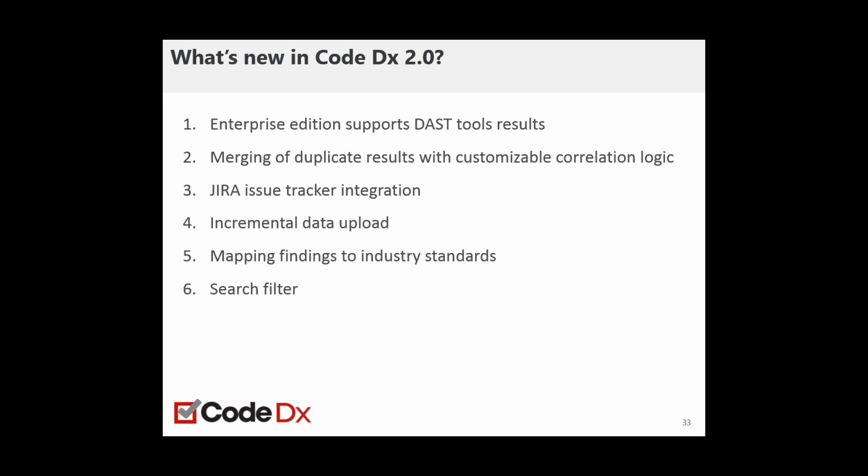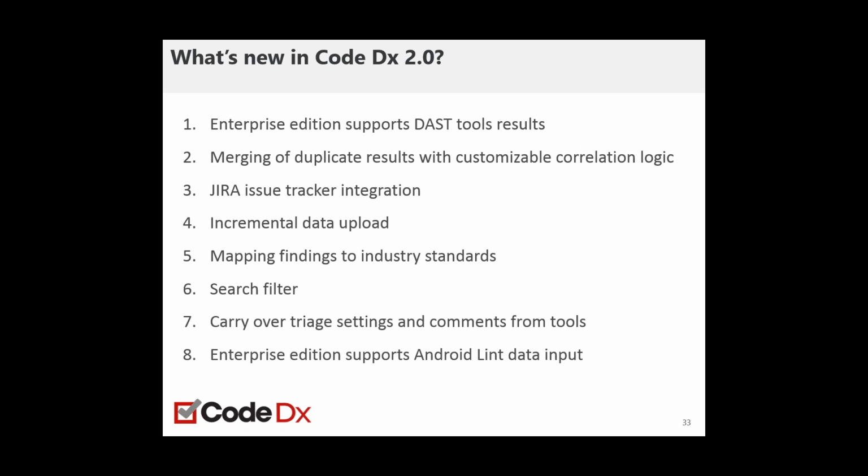We added a search filter, so you can search on things like CWE or file name. And we now have the ability to carry over triage settings and comments from tools. So if you're doing analysis within a commercial tool, for example, like Fortify or Veracode, and you're marking things as false positives or adding comments, those comments will be carried over into Kodiaks when you import. And as I mentioned, the Enterprise Edition now supports Android lint as an input type.